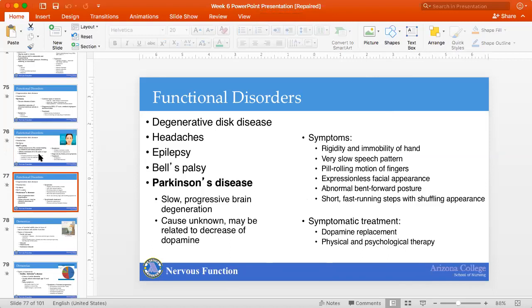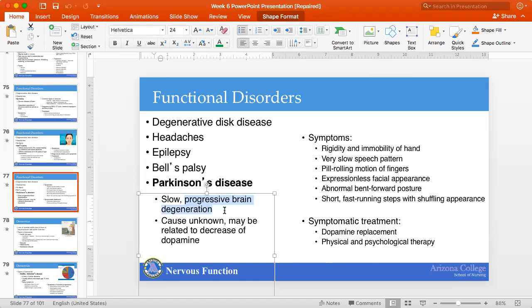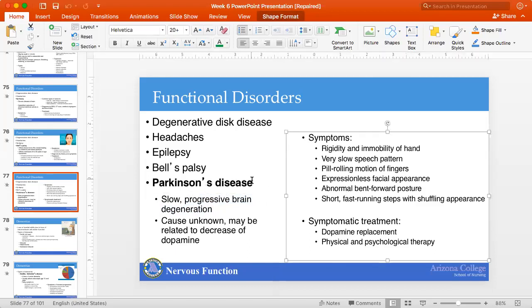And then Parkinson's disease. This is a slow progressive brain degeneration. It's part of the brain called, you don't need to know this, but the substantia nigra, which starts to deteriorate within the brainstem. But the cause is mostly unknown. That's just one of the things that is seen, that the substantia nigra may be related to a decrease in dopamine. And so people who have Parkinson's disease typically treat it with some sort of dopamine drug, and it's seen to help at least slow the progression of the disease itself.